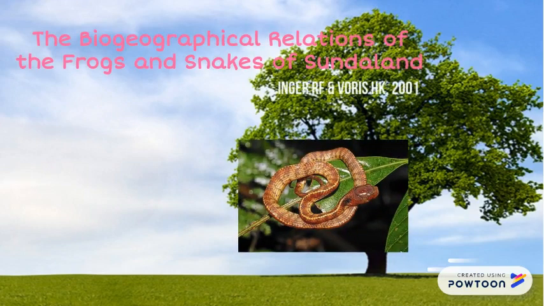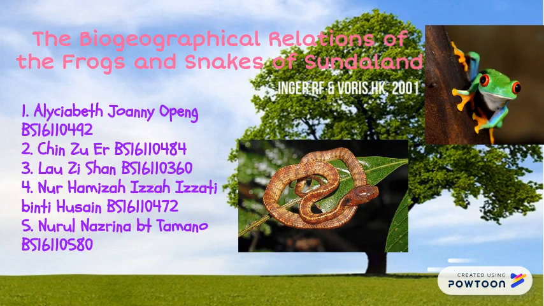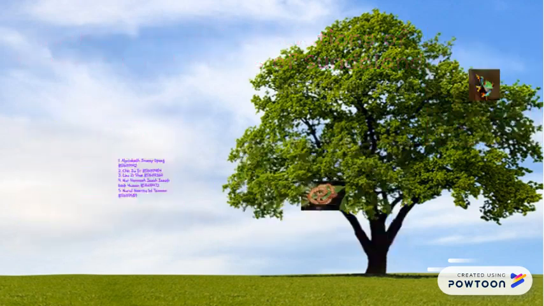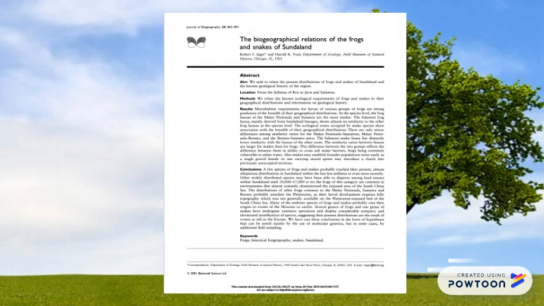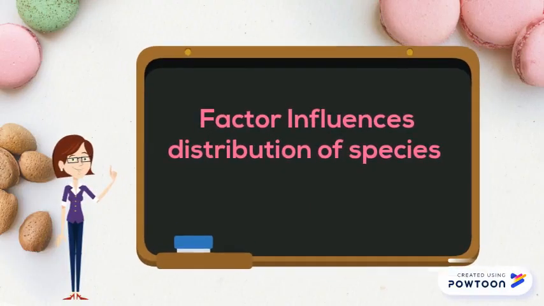Hi everyone, we are going to present an article about the biogeographical relations of the snakes and frogs of Sundaland. Do you know Sundaland is made up of the Malay Peninsula, Borneo, Java, Sulawesi and Sumatra? There are a few factors that influence the distribution of species.